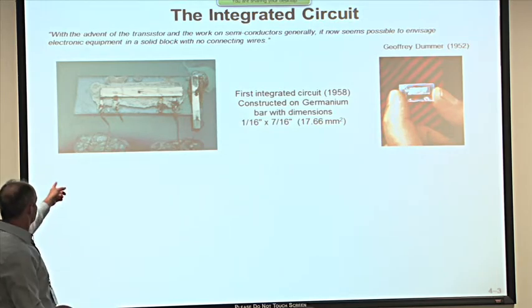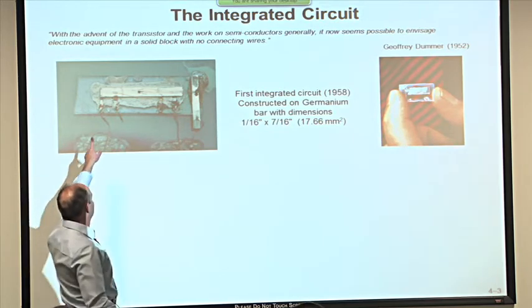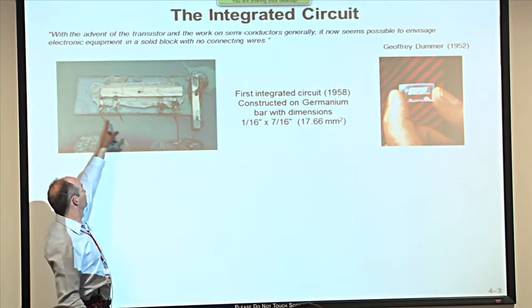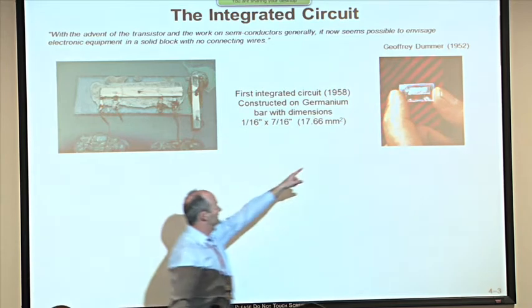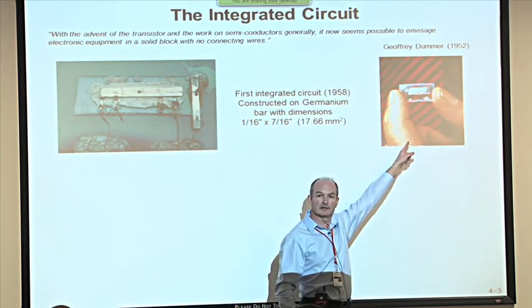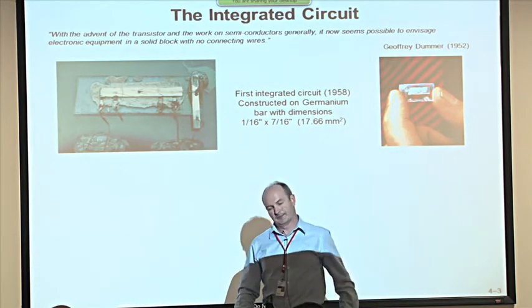This is what it looks like. It's sort of blown up. So this is a germanium bar. This silver thing in the middle is about 1/16 of an inch by 7/16 of an inch. Now you can see how big it is. It's in his hand right here. That's the first integrated circuit.